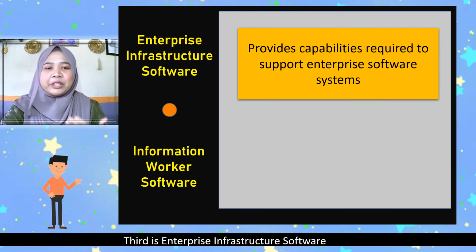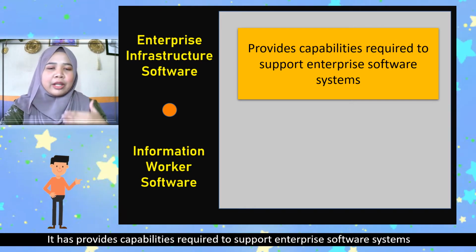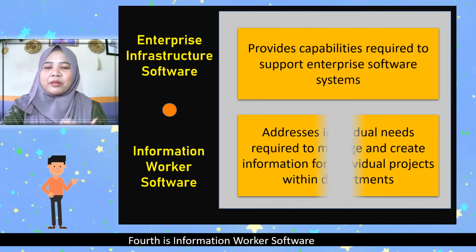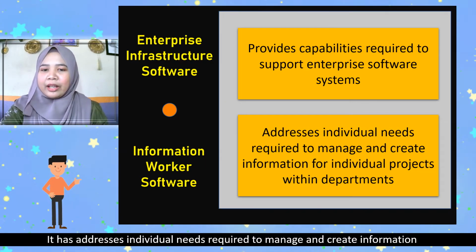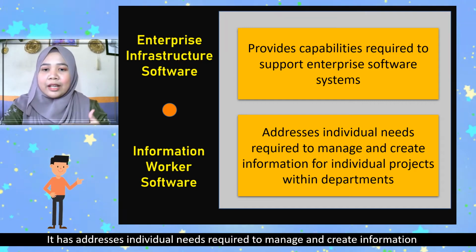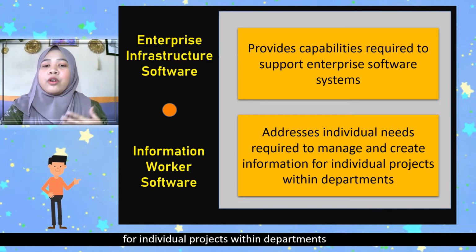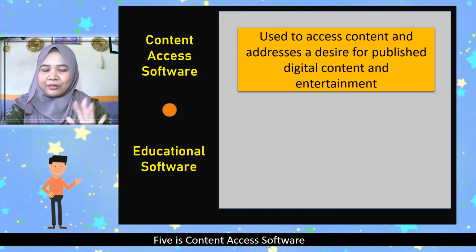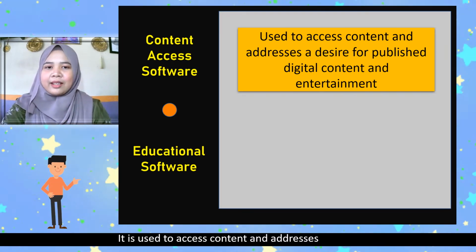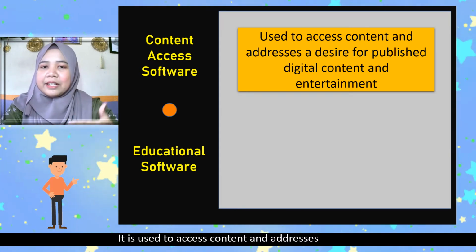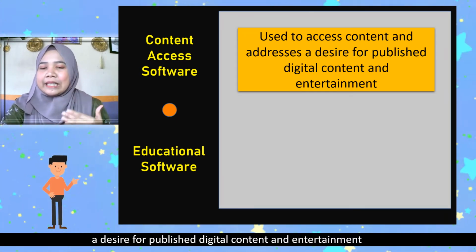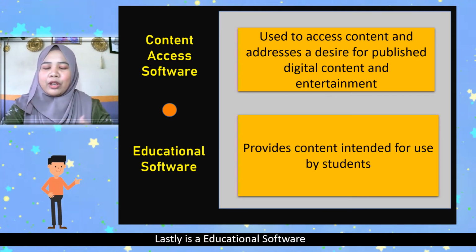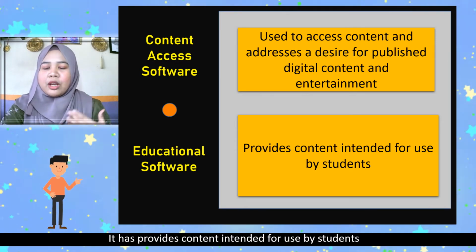Third is enterprise infrastructure software. It provides capabilities required to support enterprise software systems. Fourth is the information worker software. It addresses individual needs required to manage and create information for individual projects within departments. Fifth is content access software. It is used to access content and addresses a desire for published digital content and entertainment. Sixth, lastly, educational software. It provides content intended for use by students.